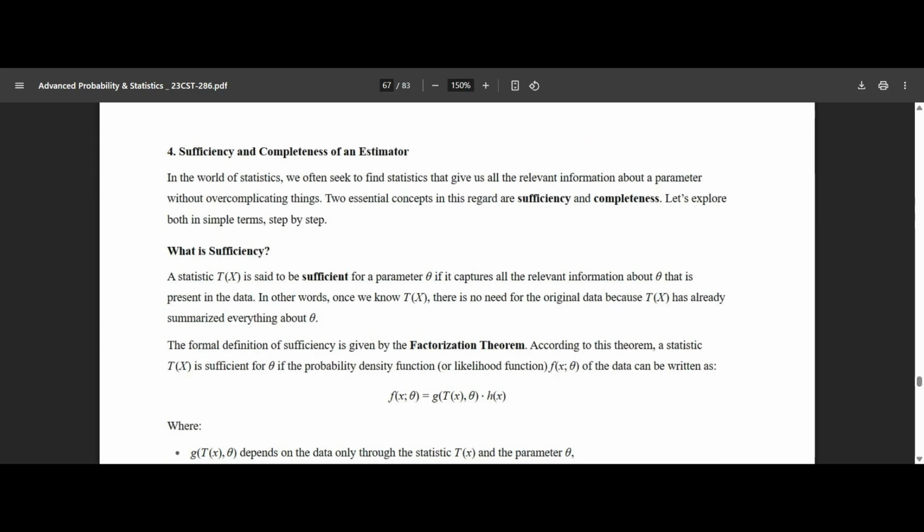Now we come to the fourth property, that is sufficiency and completeness of an estimator. What is sufficiency? Now, in the world of statistics, we often seek to find statistics that give us all relevant information. Two essential concepts in this regard are sufficiency and completeness. What is sufficiency? A statistic T(X) is said to be sufficient for parameter theta if it captures all relevant information about theta that is present in the data.